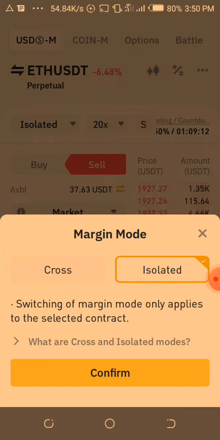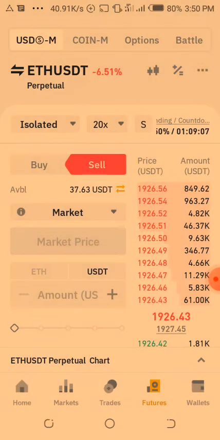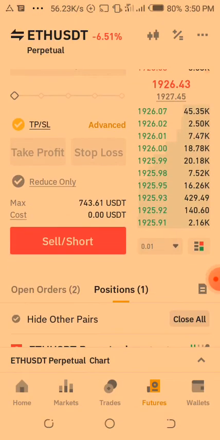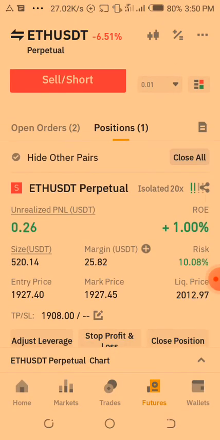Then isolated, okay, isolated margin is as this trade is going on now. Okay, this trade, I entered this trade with, okay, it is already in my favor. I entered this trade with 25.82 cents.